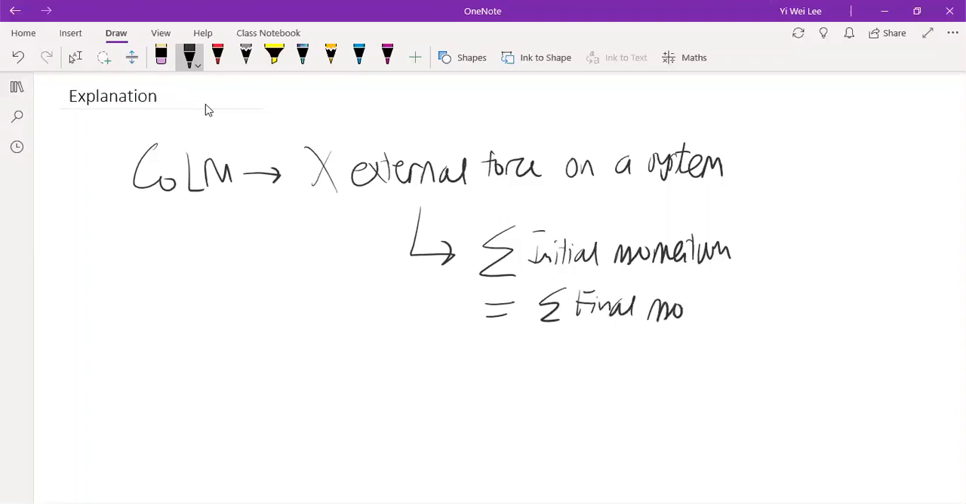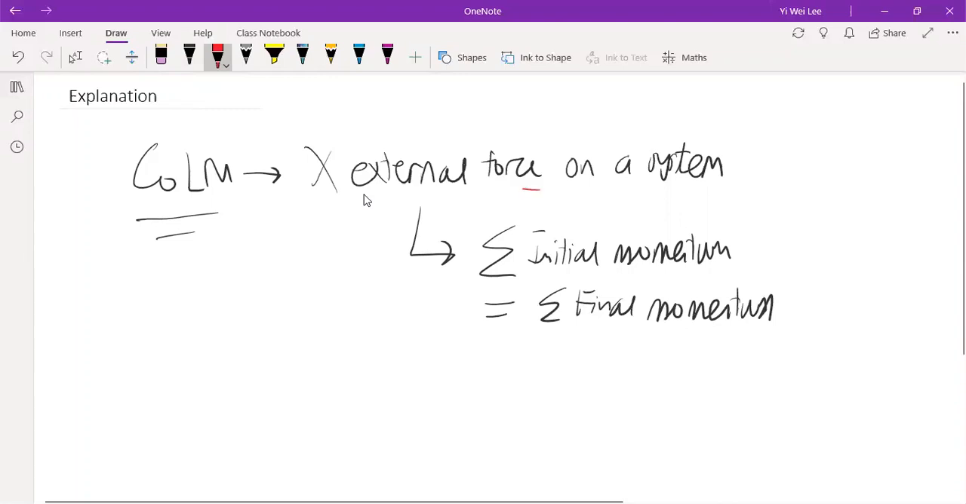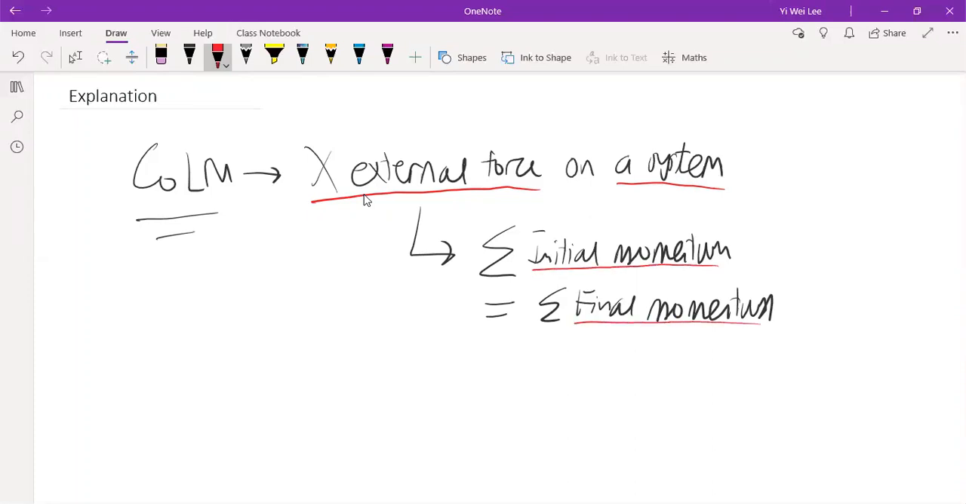So let's recap. What does the conservation of linear momentum say? It says that if there are no external force acting on a system, I will define what is external force in a while, the initial momentum of the system is equal to the final momentum of the system after a certain change. No matter what changes, as long as throughout the changes there are no external force acting on the system, the initial momentum equals the final momentum after a certain change.